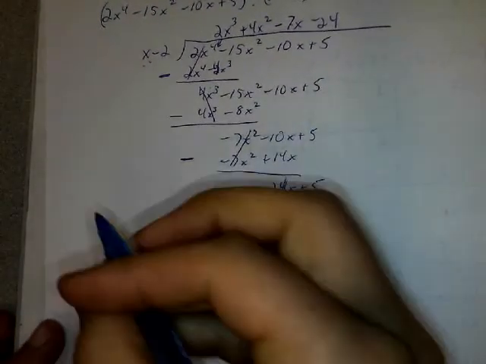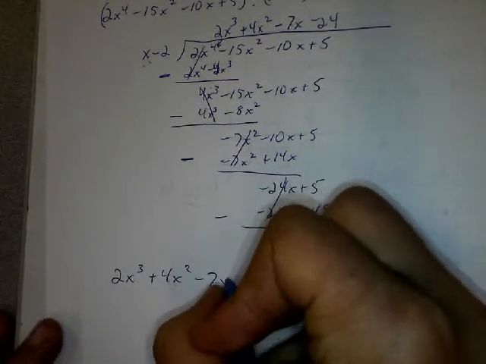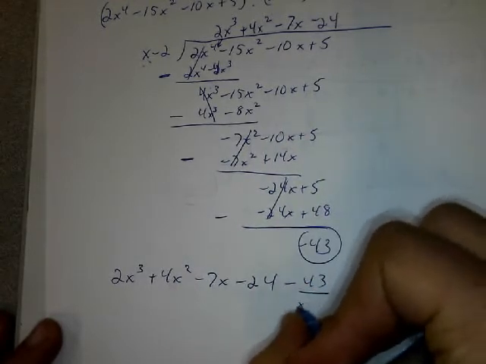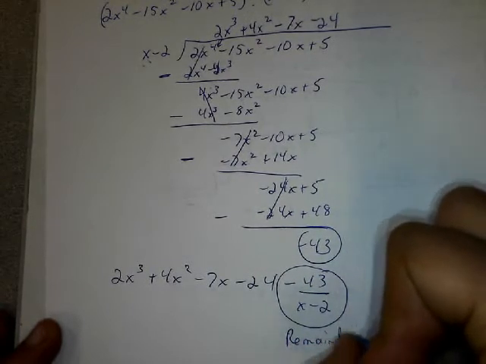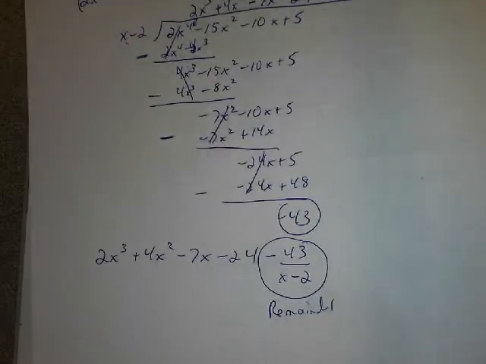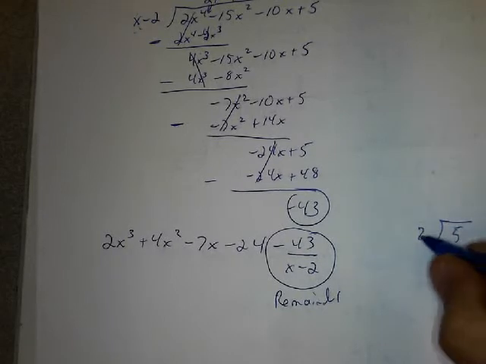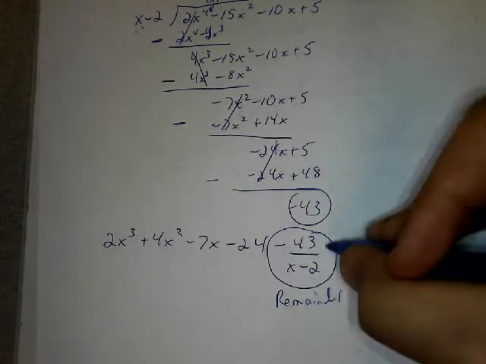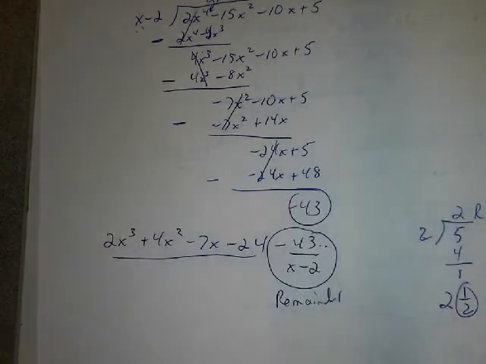So the answer is 2x cubed plus 4x squared minus 7x minus 24, minus 43 over x minus 2. That is the remainder. Just realize you have to write it as a fraction here. For example, if you did 5 divided by 2, you get 2 and a remainder of 1, so it's really 2 and 1/2. That's what this term represents over here. This represents the remainder term, and this is the polynomial term.